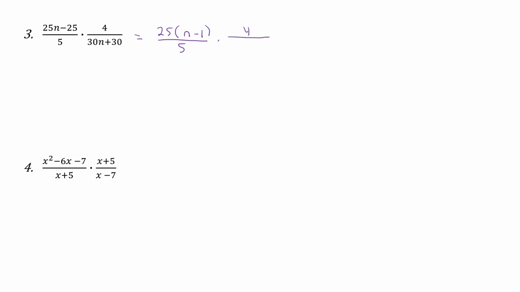And then the next one, it looks like a GCF is 30, so then that gives us n plus 1. And now at this stage, we can start canceling things that will work. Well, 5 will go in here once, and it'll go in here 5 times.